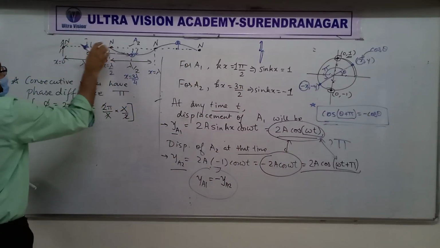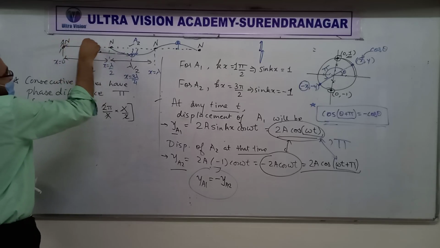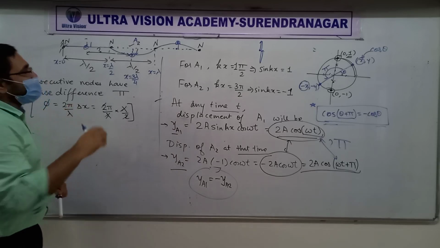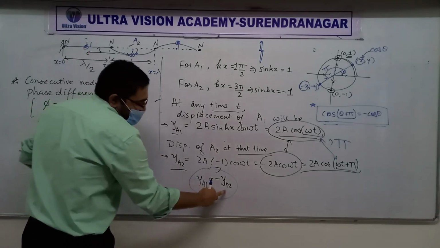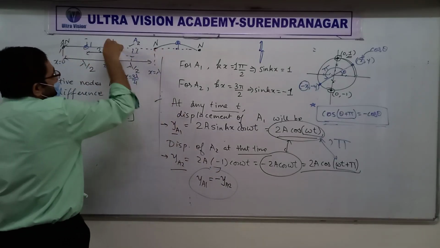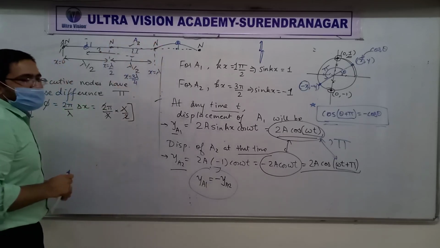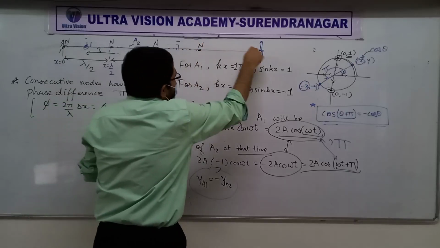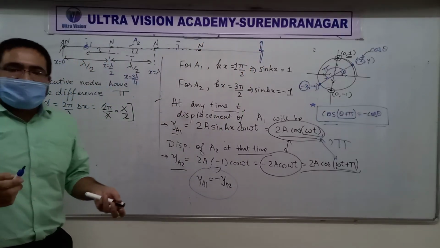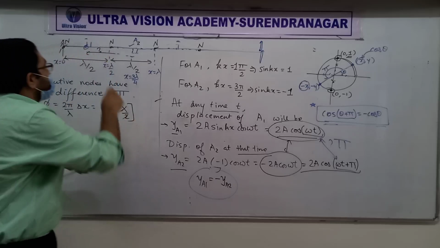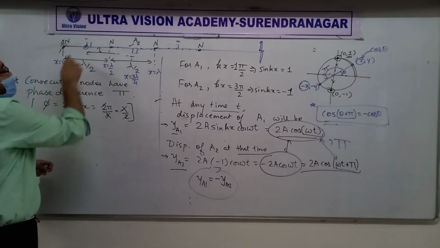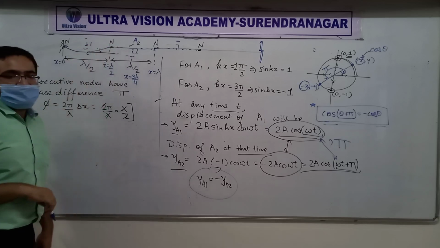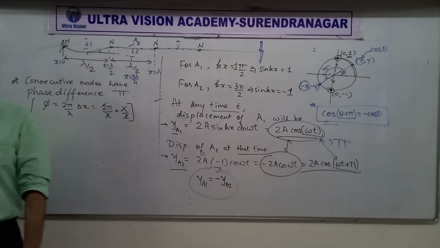So, what will happen when this comes back to mean position? The string will become flat. Similarly, if y(A1) is 0, y(A2) will also be 0. So here also the string will become flat, and here also. The whole string will become flat. And then, when this goes down, the string shape will become like this. Clear or not clear?